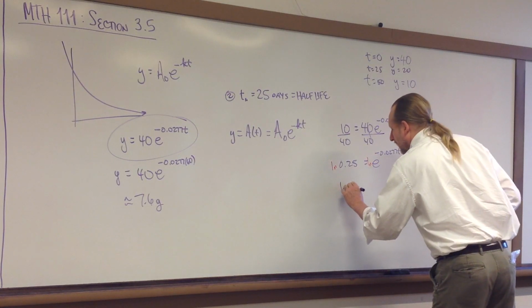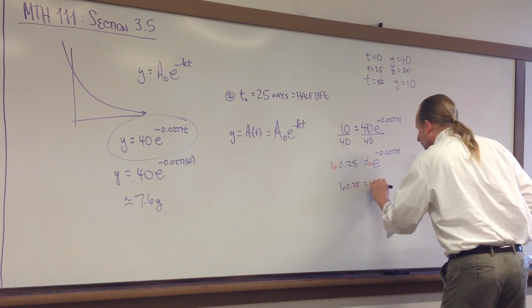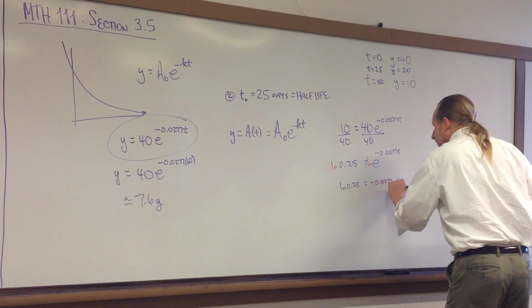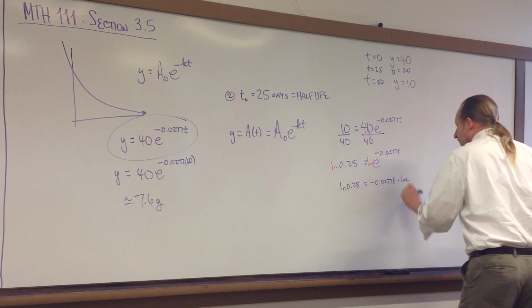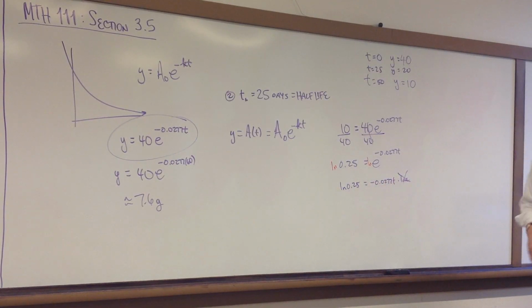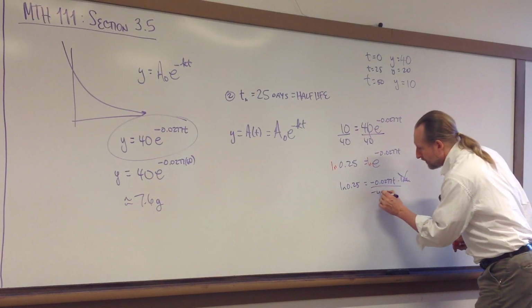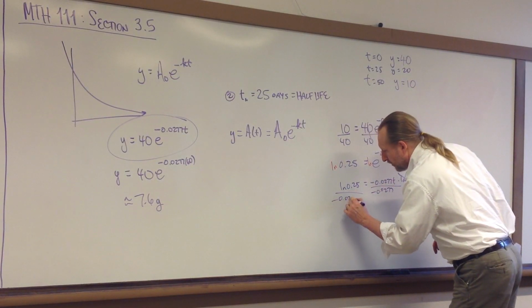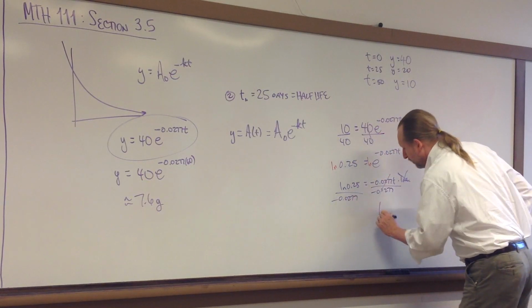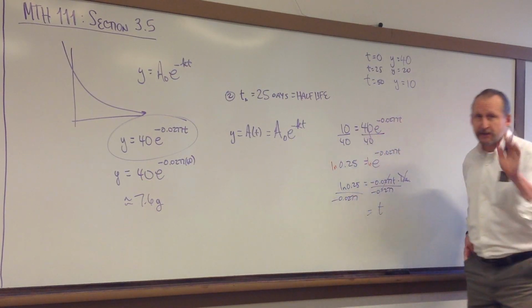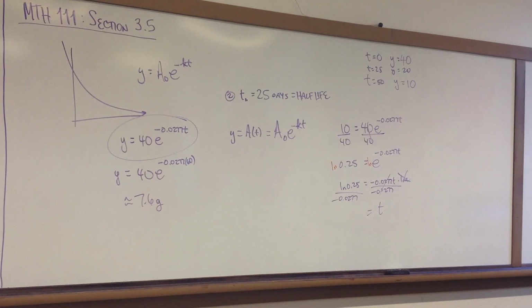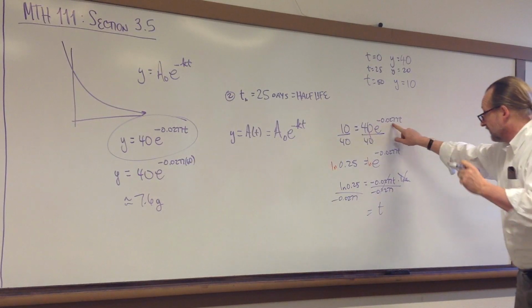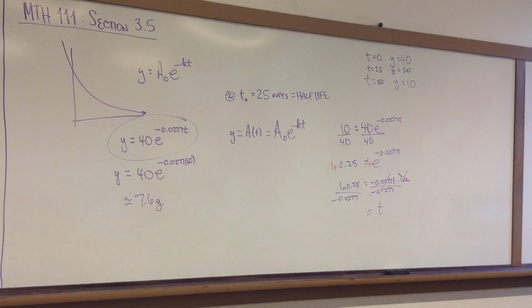So, ln 0.25 equals negative 0.0277t times ln e. That ln e is equal to 1. And so all we have to do here is divide on both sides by negative 0.0277. And we'll see, we should get approximately 50. And the reason it's going to be approximate is because this value for k is approximate.